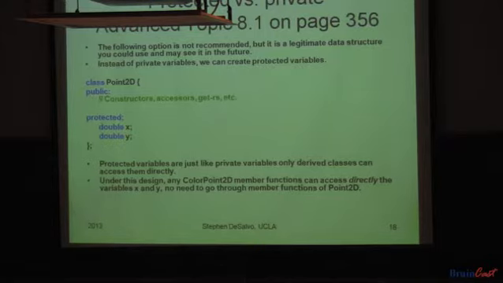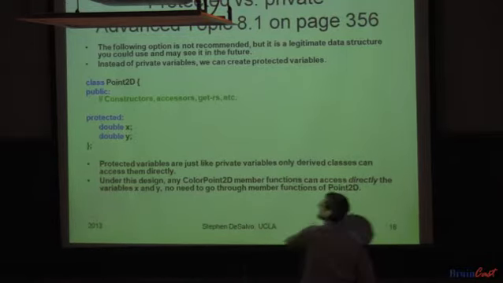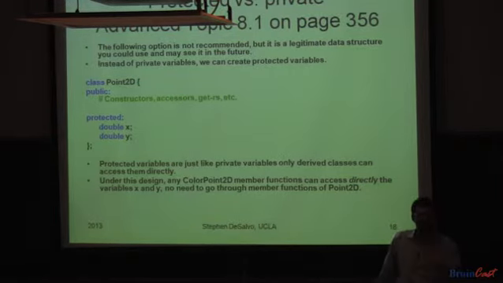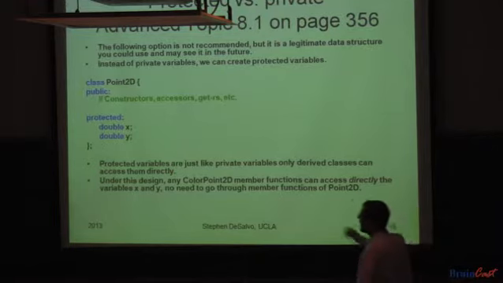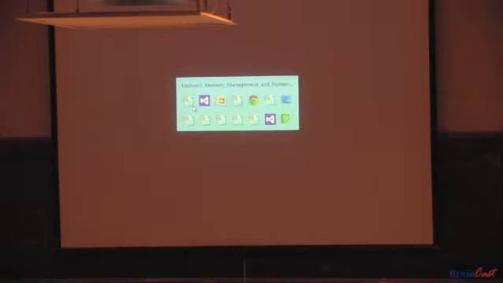So this is important. Under this design, protected variables are just like private variables, only derived classes can access them directly. Okay? It's just like they're private member variables of the derived class itself. All right, so in particular, color point 2D member functions can access directly the variables x and y, and they don't have to go through the public member functions of point 2D. Okay.